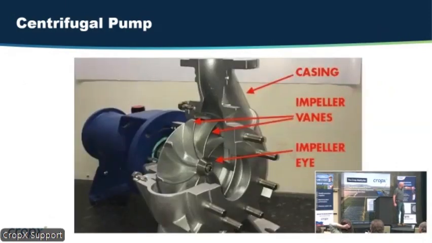But this is basically how a pump works. Here's a cutout. This pump turns on and that impeller starts turning. The water comes in through the impeller eye. Those vanes throw that water out as fast as it can. Okay? It builds pressure and then it goes out the top through the outlet there.